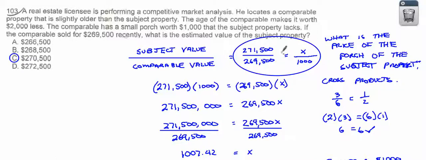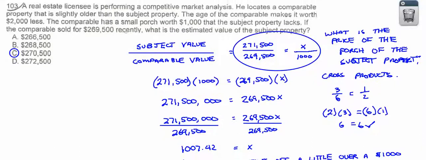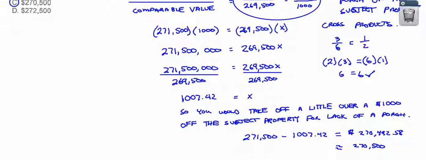So we set this up, we go 271,500 times 1,000 is equal to 269,500 times x. Okay? Now we've got this equation and we need to solve for x. Now you notice we need to isolate x. This number is multiplying the variable, so we undo that by performing the opposite operation, which is division. So we're going to divide both sides of the equation by 269,500. And we wind up with x being 1,742.